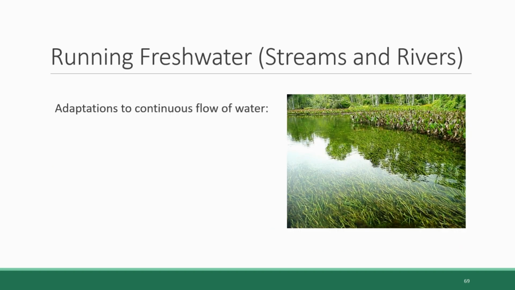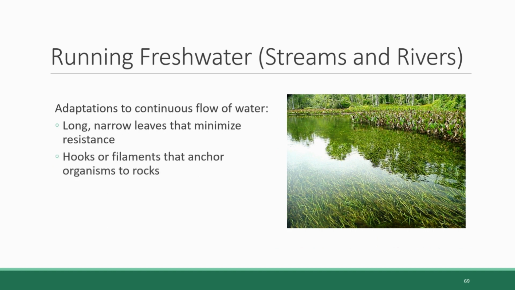And just like when we talked about the intertidal zone of the ocean and how organisms needed to be adapted to the flowing in and out of the tides, organisms that live in running water have to be adapted too. Aquatic plants may exhibit long, narrow leaves that minimize resistance to the flowing water, such as the ones that you see in this photo. Animals, such as insects, may have hooks or filaments that allow them to anchor to surfaces and avoid being washed away. Other animals, like fish, have fins and very streamlined body shapes that are well suited to swimming against the current of the river.